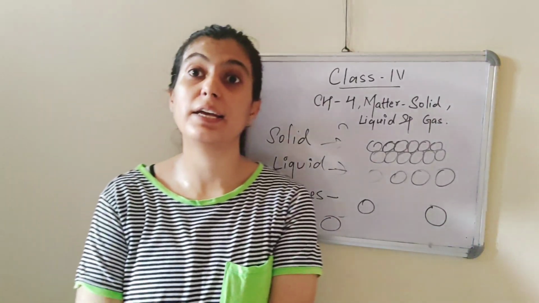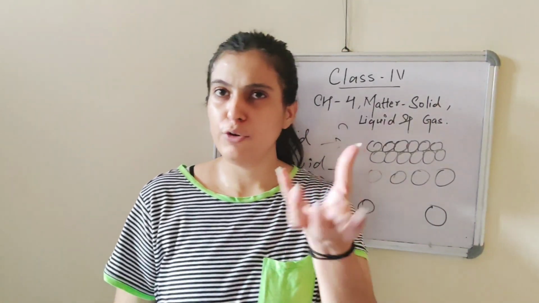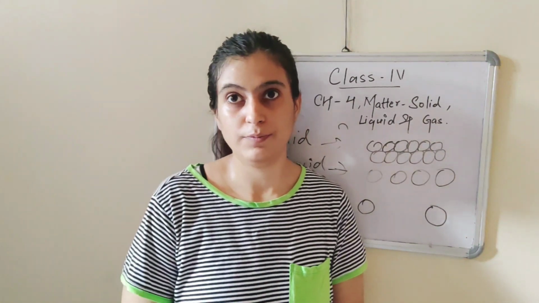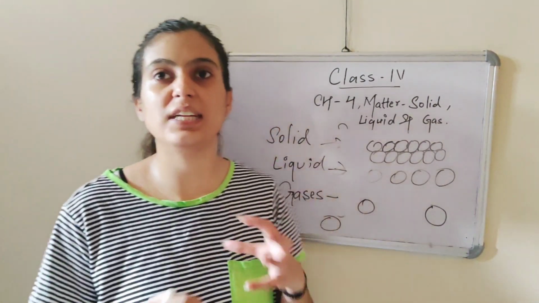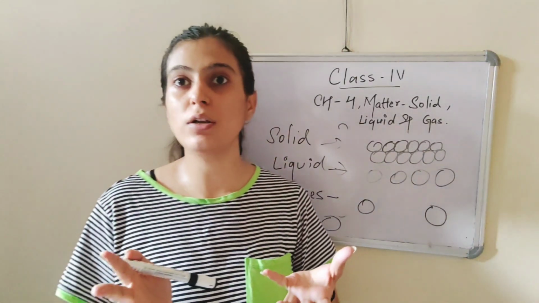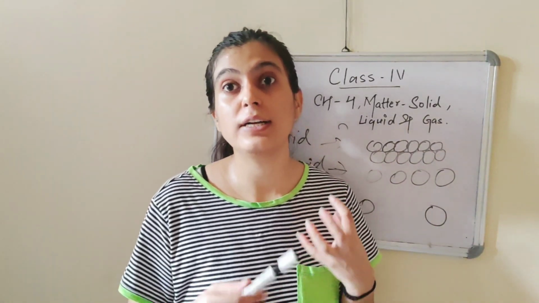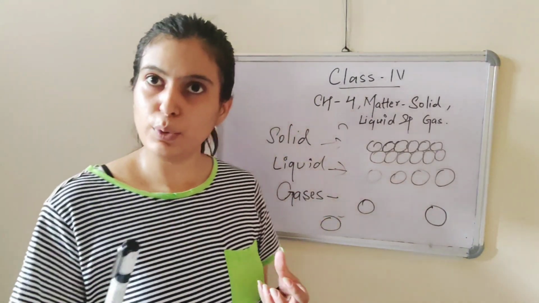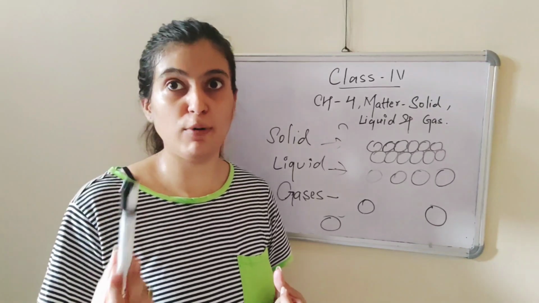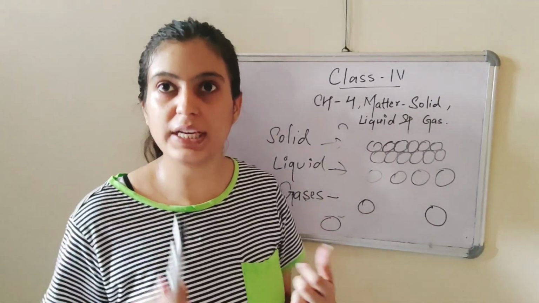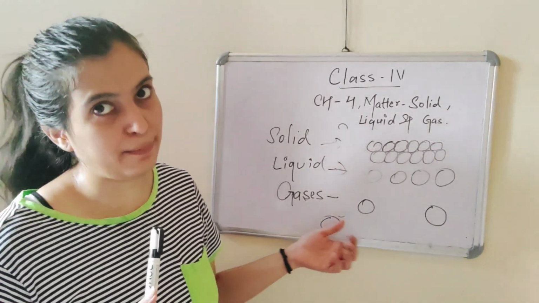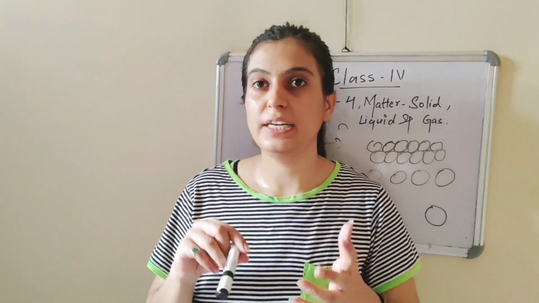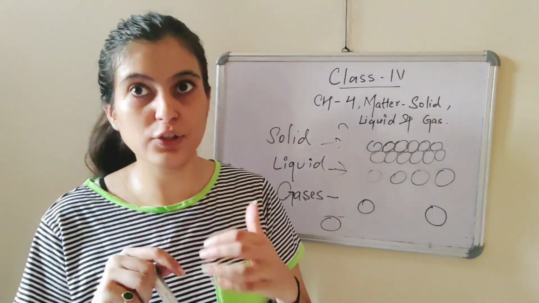Now, the next thing is the shape. If you fill up gas in any container, for example, in a football, you will see that the gas will take the shape of the football. And if you fill the gas into any container like a drum, it will take the shape of that drum. So we can say that gases have the ability to flow and they can take the shape of any container. They do not have any fixed shape.